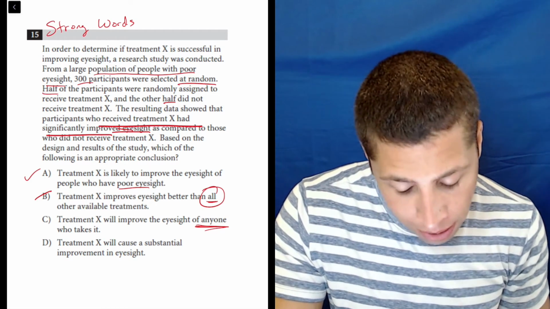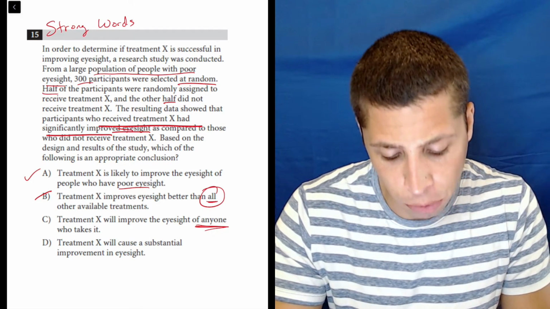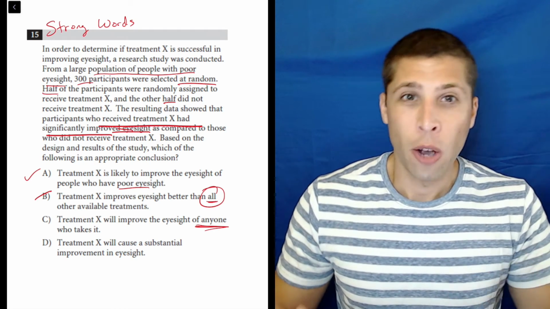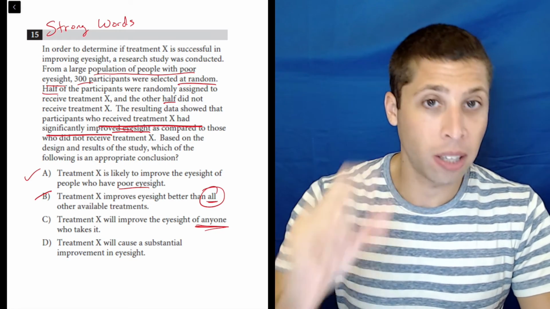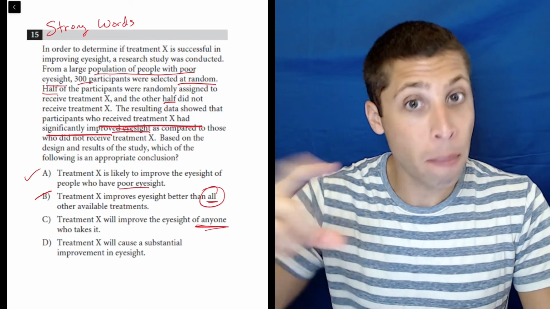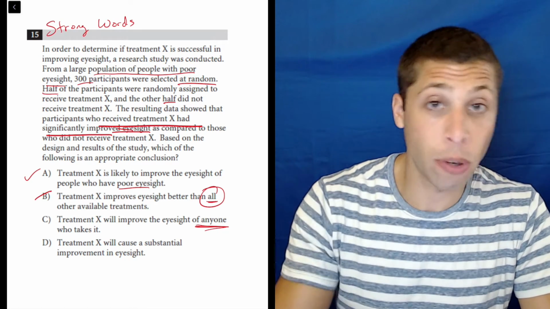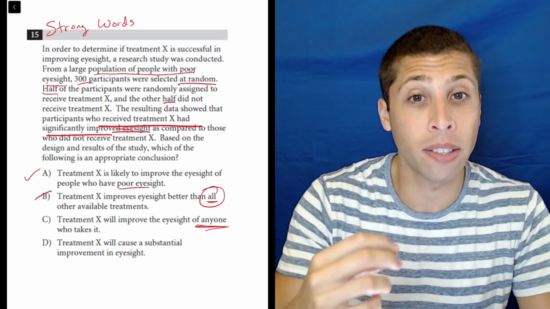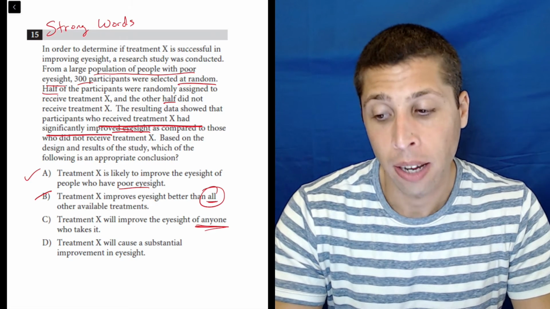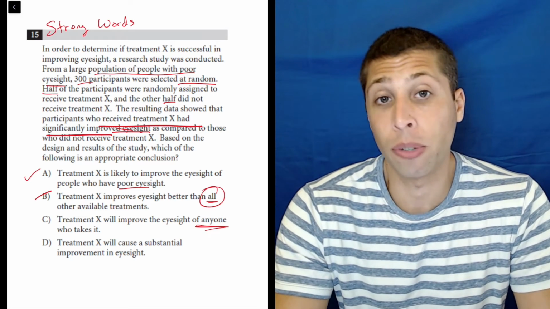Furthermore, the study itself, we've got to be really careful here. The study says the resulting data showed that participants who received treatment X had significantly improved eyesight as compared to those who did not receive treatment X. We don't really know on a person-to-person level what happened. Most of the people who took treatment X may have had significantly improved eyesight, but we don't know if it's everyone. And so this idea that anyone who takes it will improve is also just going beyond what the study even found. We know that the group saw improved eyesight, but maybe there are a few people in the group who took the treatment and didn't see any difference.